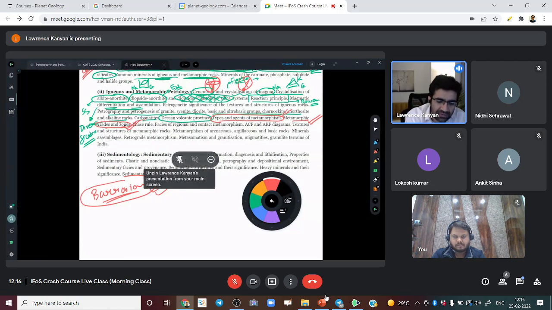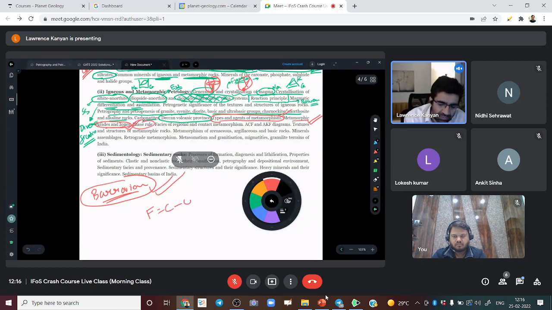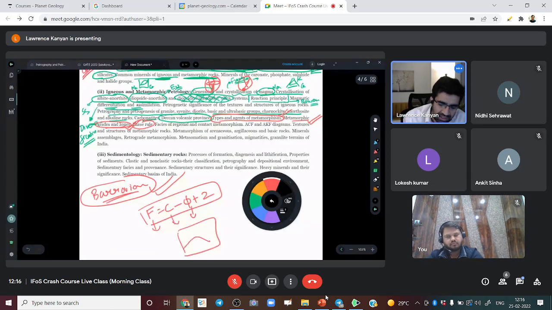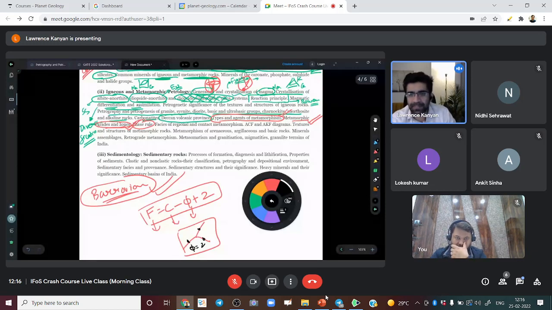Phase rule is the same as what you studied in igneous rocks. Very simple: F equals C minus phi plus 2. You define this phase rule, define what these terms are, and draw a diagram of kyanite, sillimanite, andalusite, and show that phi equals 2 here. At this point, lines phi equals 1, and here phi equals 0. Your job is done.